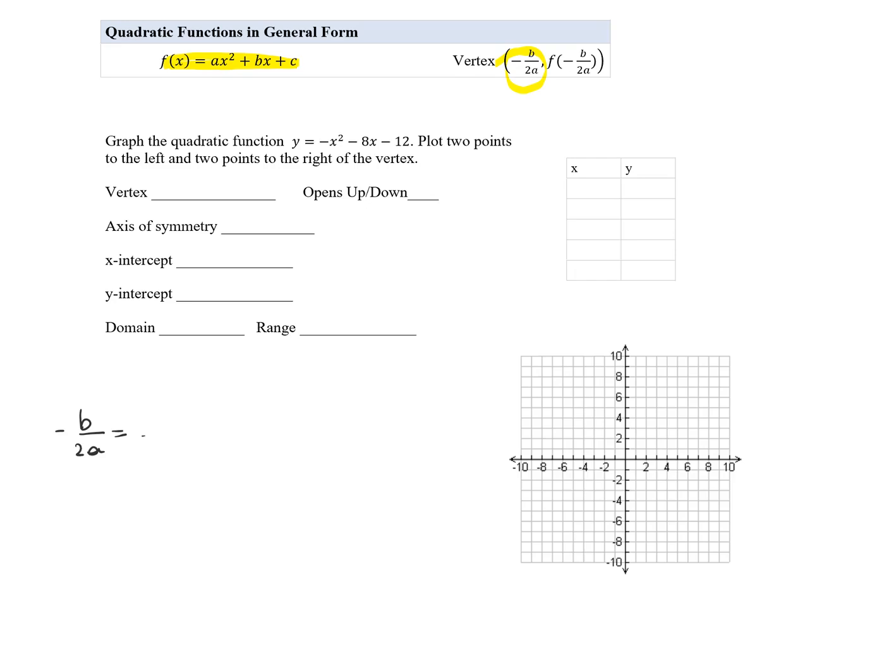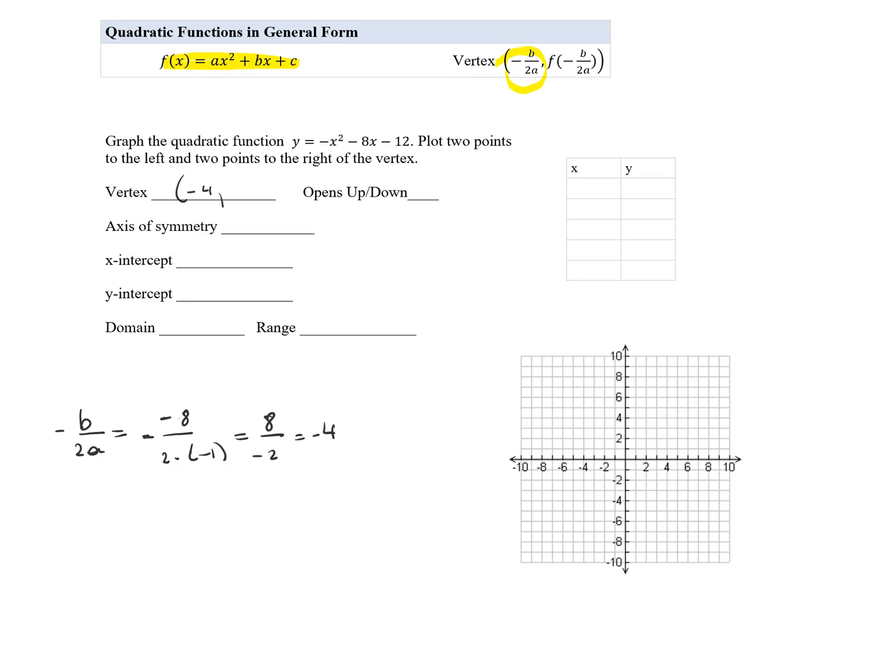So in the formula we have negative, and b is negative 8, over 2 times a, and a is the number in front of x squared, which is negative 1. Negative times negative will give us positive 8 over negative 2, which is equal to negative 4. So we just found the x-coordinate of the vertex.